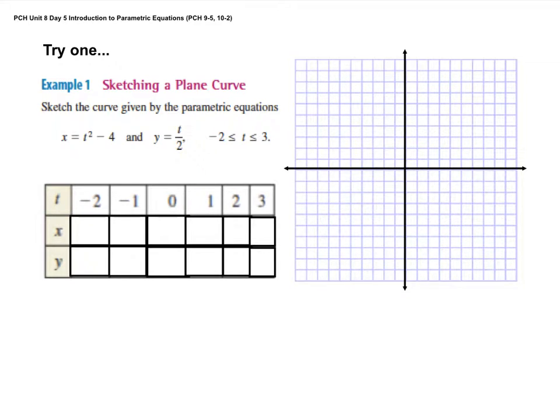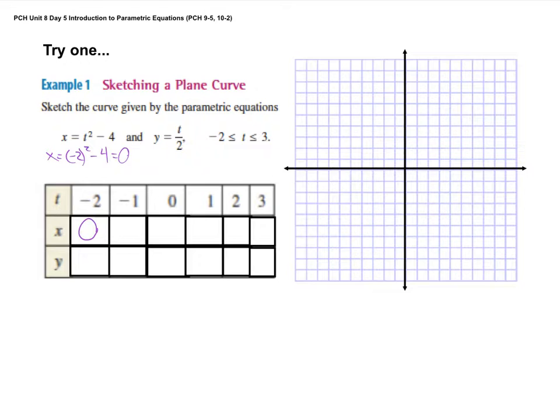So notice here we have a table set up with different values for t. Okay? So if I were trying to find one of the points on our graph, okay, let's start with the -2. If I plug in a -2 squared minus 4, then x equals 0. So I know I'm on the y-axis here.